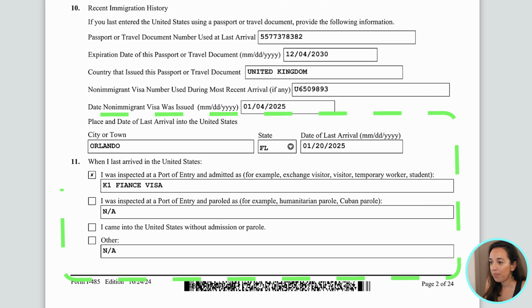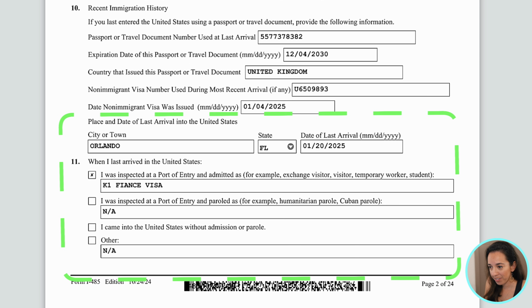The next question is the place and date of the last arrival into the United States. So my husband entered in Orlando, Florida, and so this is the city of his first point of entry. So let's say that we had connecting flights and our final destination was California. Then we would still put down Orlando, as this is the first city that he entered into the United States. And then it asks for the date of the last arrival, which is the day that he entered.